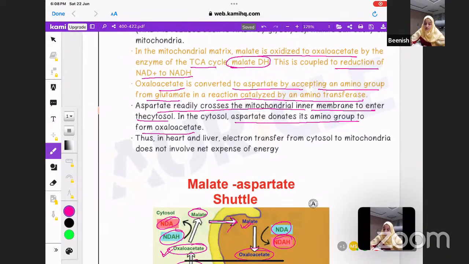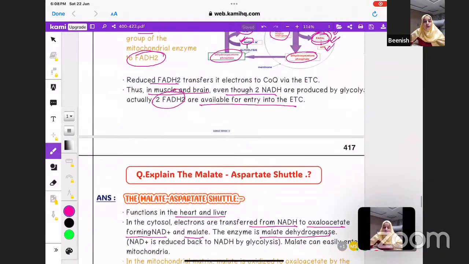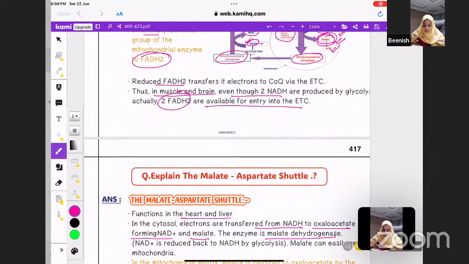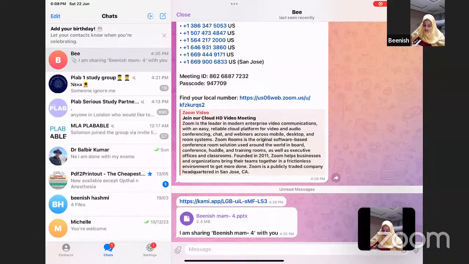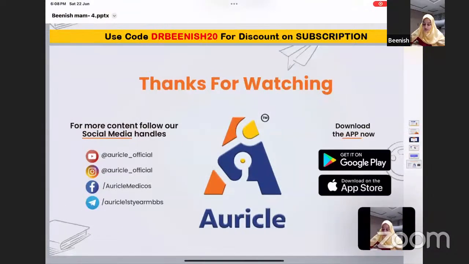Okay, so with this we come to the end of the class. That was all about biological oxidation or the electron transport chain. We've covered everything that you need to know on this topic. If you have any queries, you can ask.